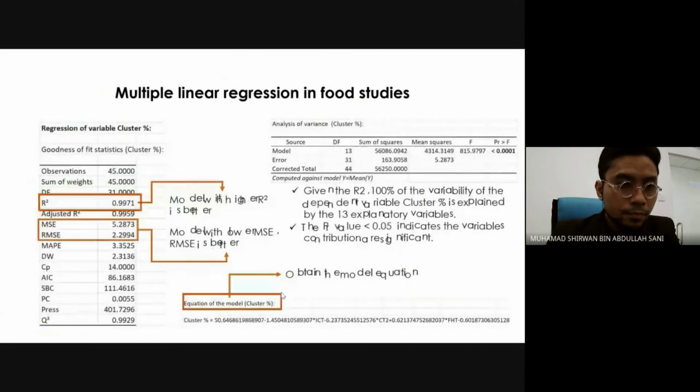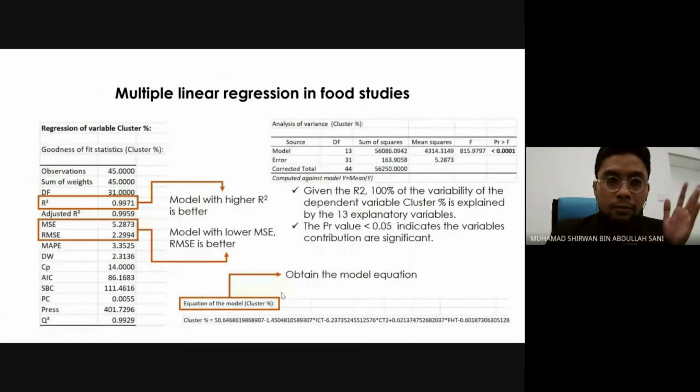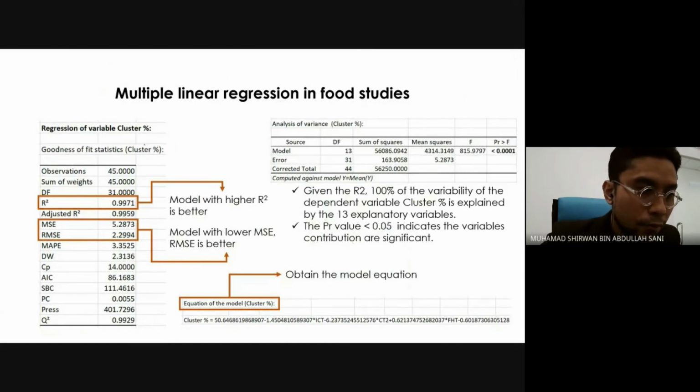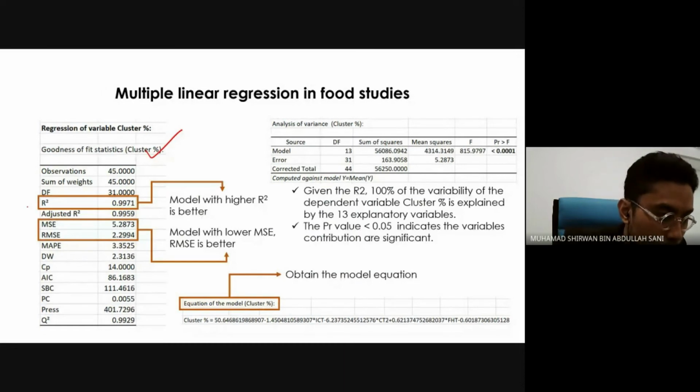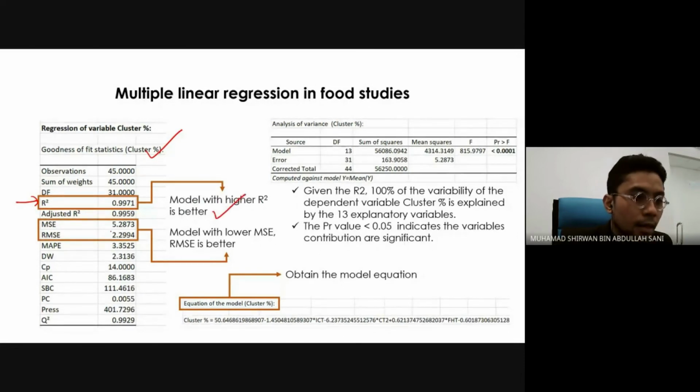Okay, now after we carry out multiple linear regression using XLSTAT, you will get this goodness of fit statistics. Okay, so which one shall we refer to? You shall refer to R square, 0.9971 here. They will say a model with higher R square is better. And then we also can refer to MSE, RMSE. A model with lower MSE and RMSE is better. Okay, actually the others, MAPE lah, DW lah, until Q2, can also be used as a reference.